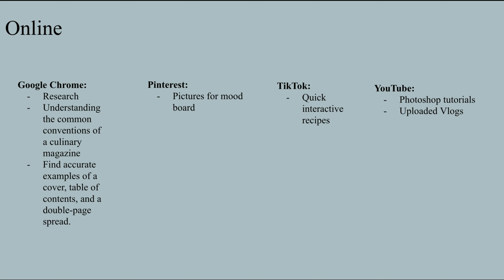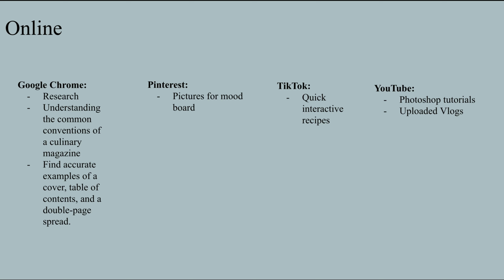Lastly, the online aspect that I incorporated into my project was the usage of Google Chrome, Pinterest, TikTok, and YouTube. Through Google Chrome, I was able to do research in understanding the common conventions of culinary magazines, as well as it helped me find accurate examples of a cover, table of contents, and double-page spread.